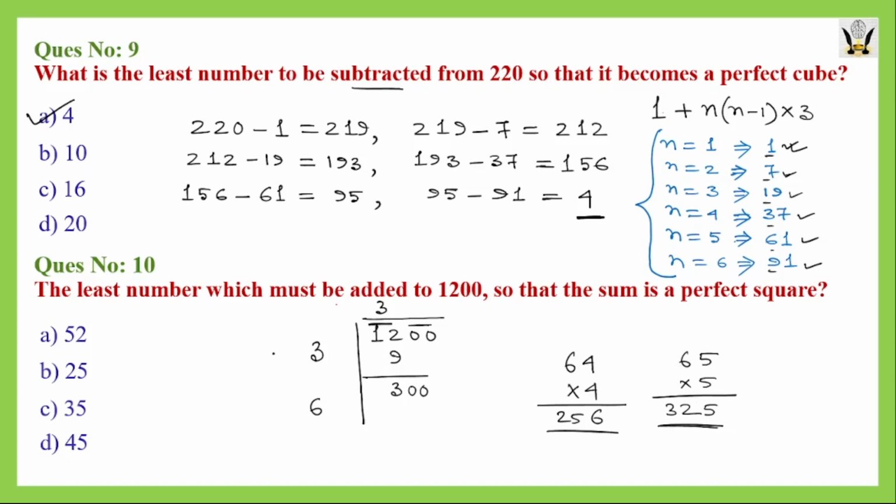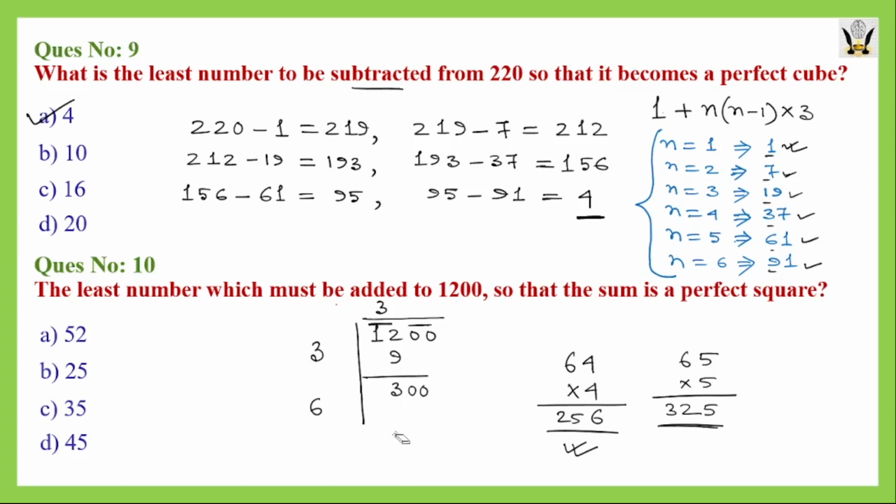So what we will do here, we will go back to the question. What is it asking? The least number which must be added to 1200 so that the sum is a perfect square. So this time we will add some more value to 1200 so that the next value will be a perfect square. So this time we will not consider 256, because if we consider that, then we will have some remainder here, and if we subtract that remainder from 1200, then that value will be less than 1200. But this time we want to add some value.